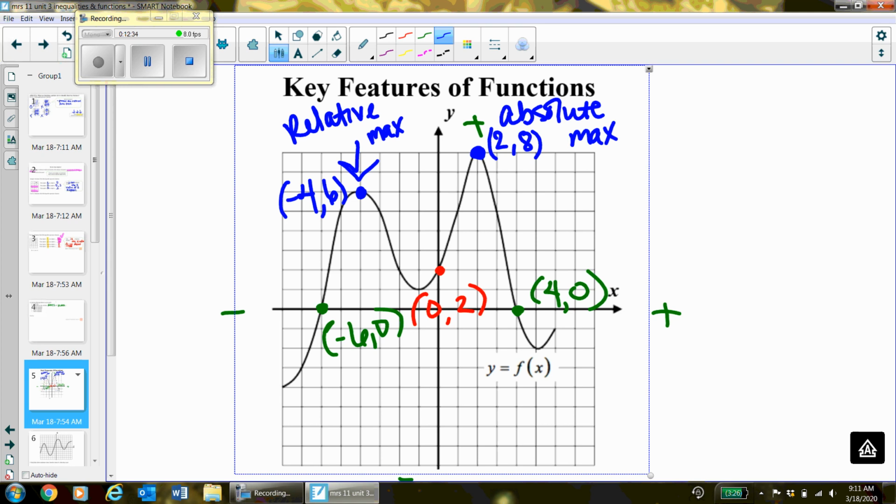All right, now let's choose purple. And let's talk about our absolute minimums and our relative minimums. So, just to reiterate, if the word absolute is in front of maximum or minimum, there's only one of these. There's only one absolute. Let me make that in blue.